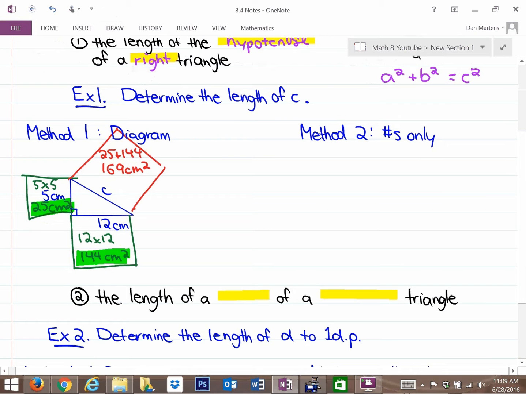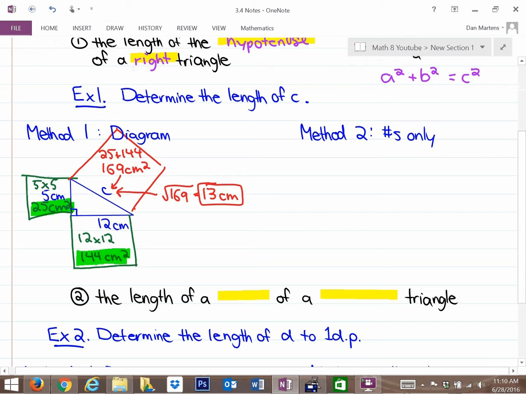Now the issue here, and we learned this in section 3.1 and 3.3, is how to get the side length from the area. In order to get the side length from the area, you should recall that we take the square root. So if the area is 169 centimeters squared, then that length is going to be the square root of 169, and that's equal to 13 centimeters. So that's the final answer.